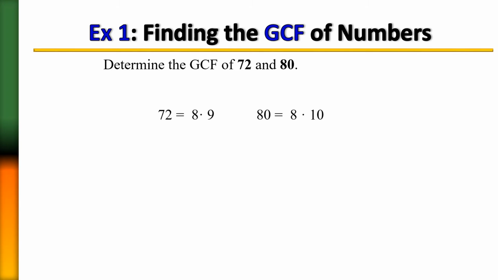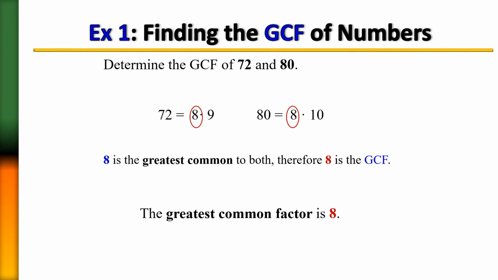Okay, so I know that 8 times 9 is 72, and 8 times 10 is 80. So I can see here that yes, although they have a lot of little things in common, the greatest integer that they have in common is an 8. So therefore, 8 is the GCF.